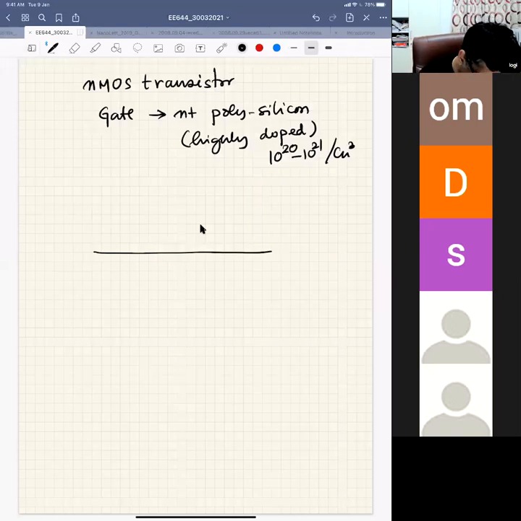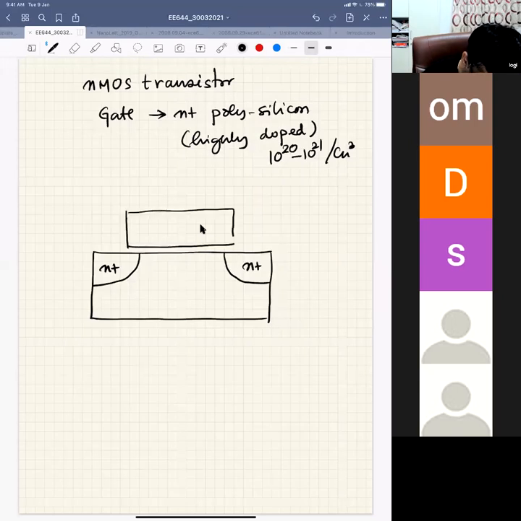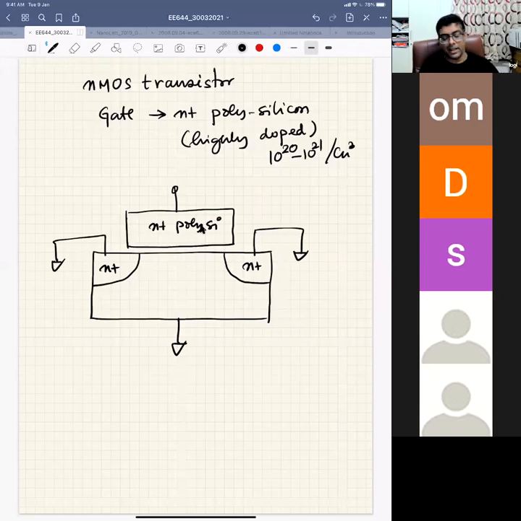If this is my substrate, so this is gate, source, and then I grounded. This is my N plus polysilicon. Here, we assume that polysilicon is very highly doped and it will behave as metal, right?